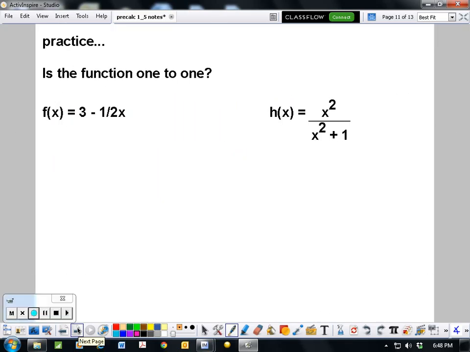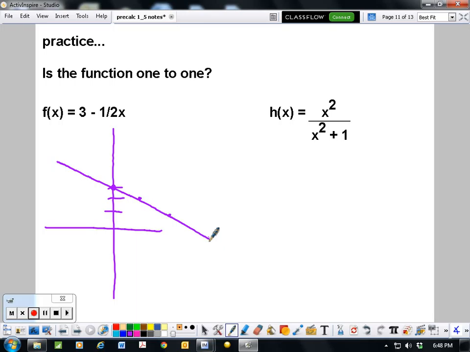Okay, is the function 1-to-1? This is a really good time to practice graphing and looking at it. Almost all lines, unless they're a constant function, true linear functions, not the constant ones, are going to be 1-to-1. So when I'm looking at this, starting at 3, going down 1 over 2, down 1 over 2, yeah, it would pass that horizontal line test just fine. So yes, this is 1-to-1.